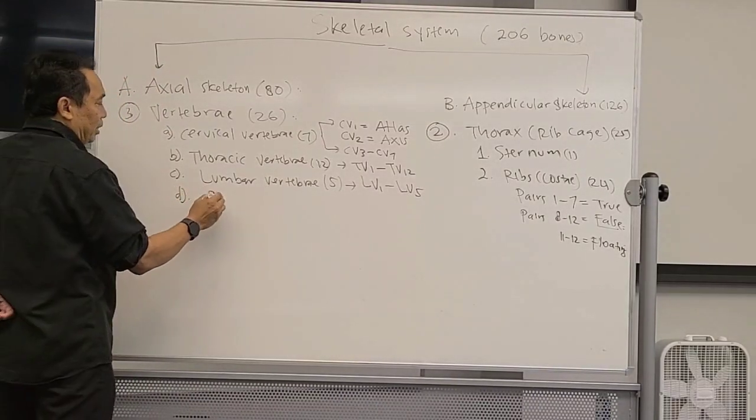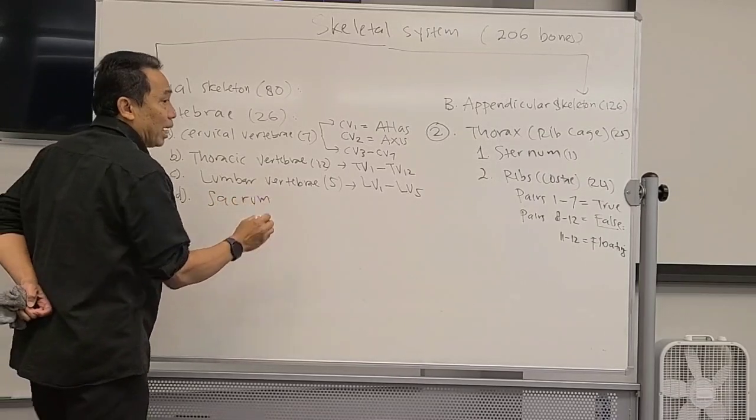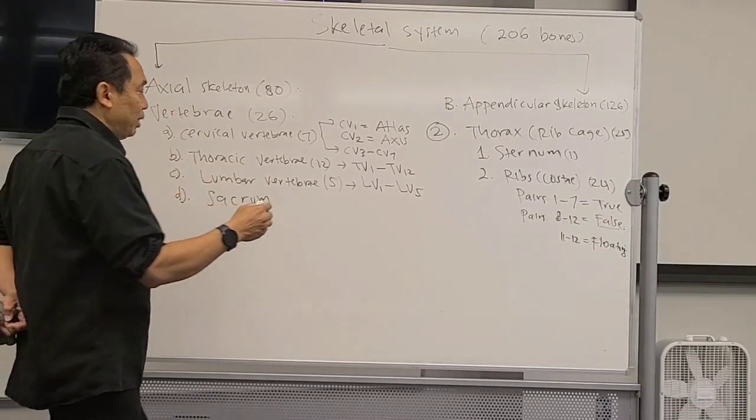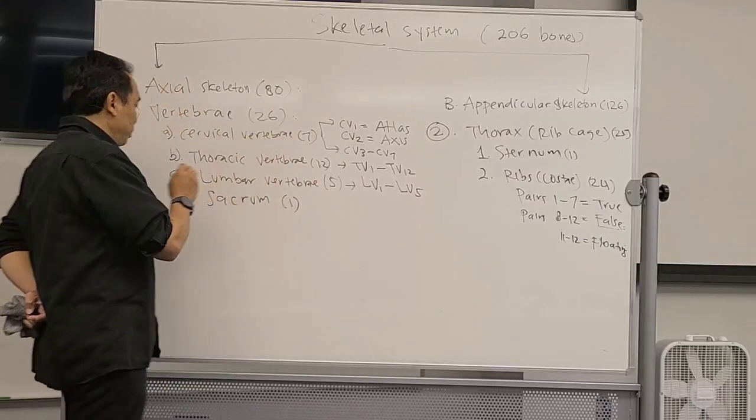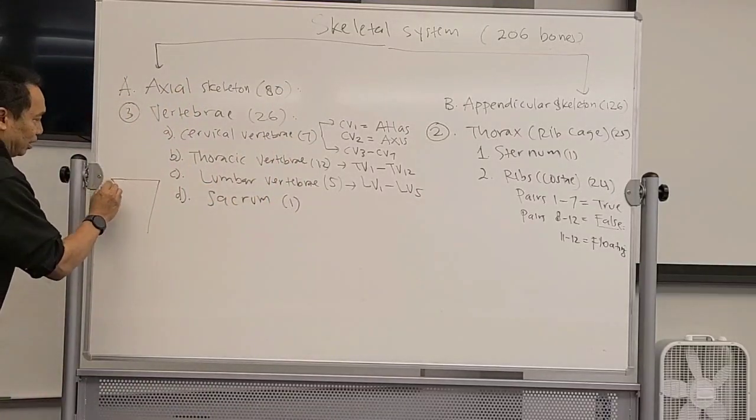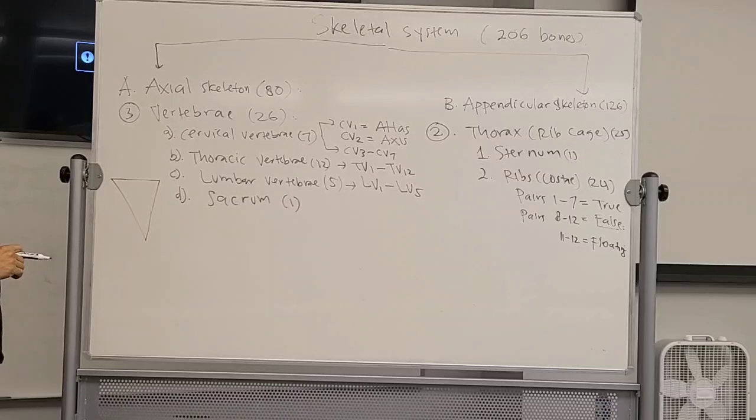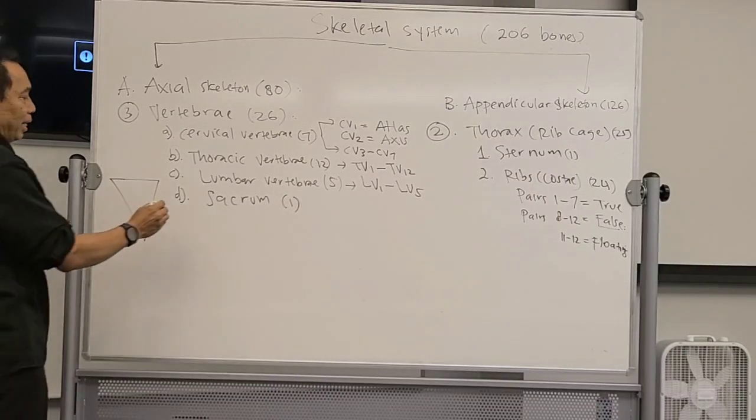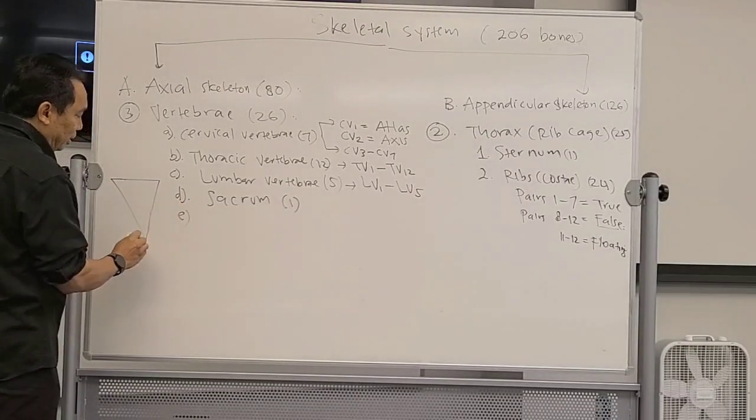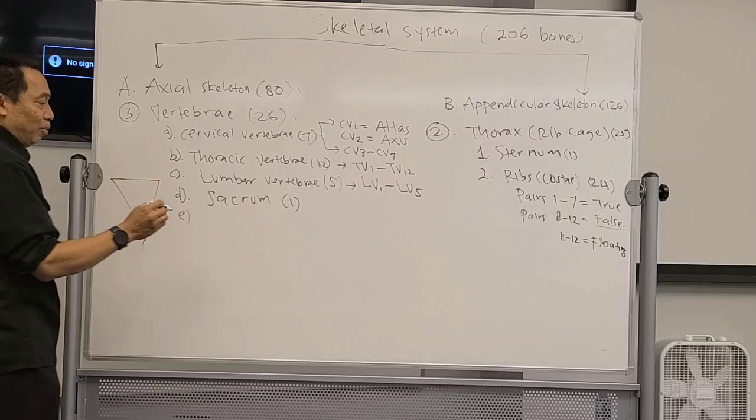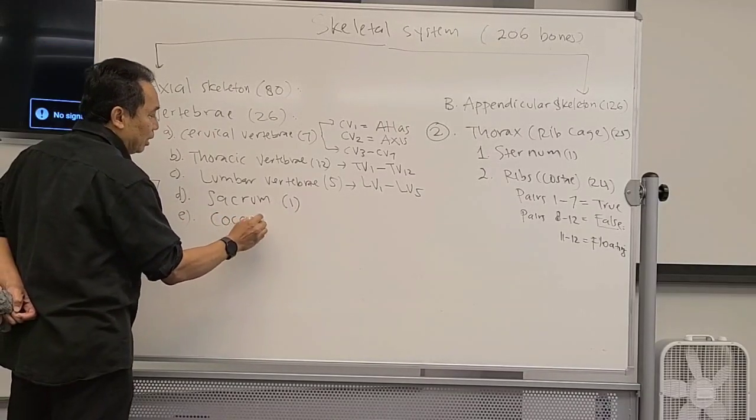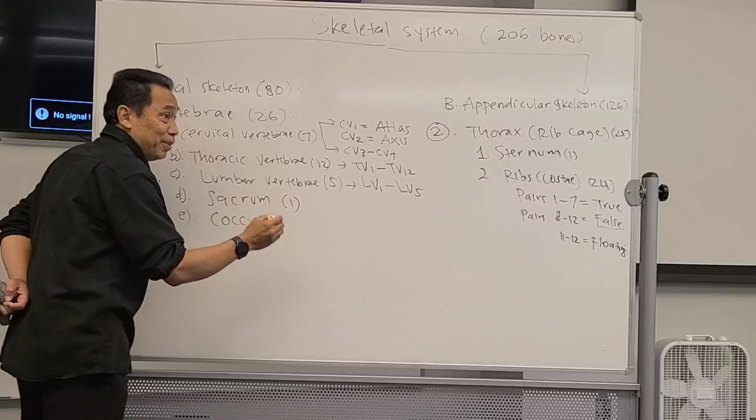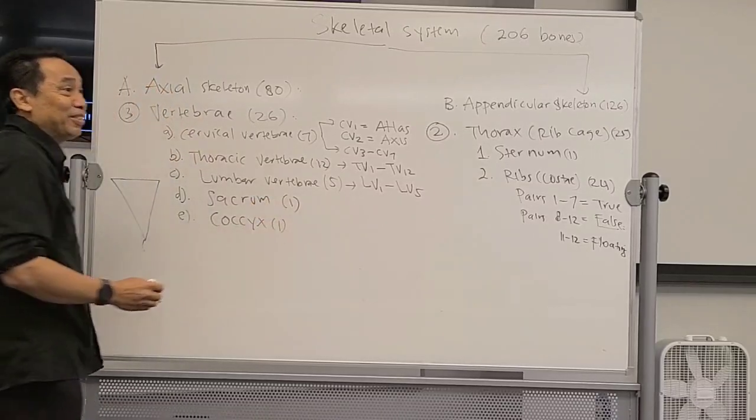What is next? Sacrum, or sacral vertebrae, which is only 1. It looks like a triangle like this. Okay? And then the last one. The tail. What do you call the tail? Coccyx. How many tails do we have? Only 1. That's a good thing.